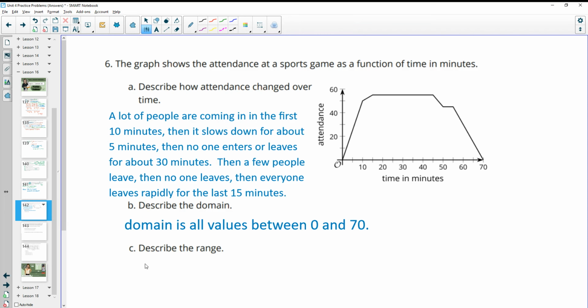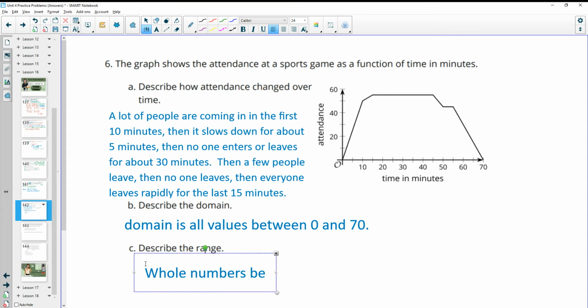And then the range is the number of people. So this is whole numbers, because you can't have half a person. So whole numbers between 0 and, looks like it doesn't quite get to 60. So maybe like 55.